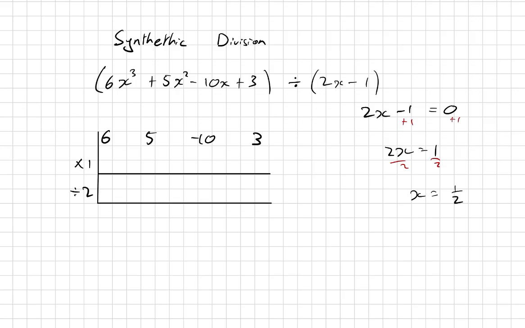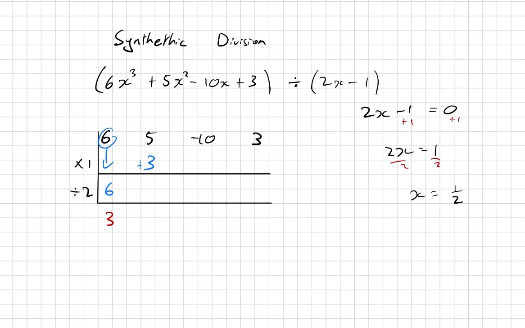The first thing we're always going to do is to bring down the first number. So I'm going to bring that straight down to here. Okay, so I skipped the times 1 for the first one. Now I'm going to just do my divide by 2. So 6 divided by 2 is 3. Now, I'm going to take this 3 up here and multiply it by this. So 3 times 1 gives me 3, and that's a positive 3.